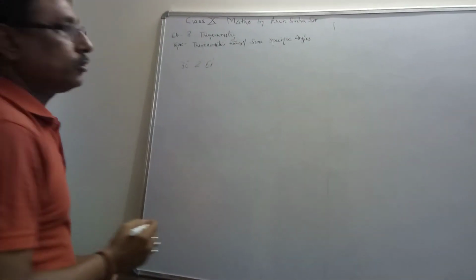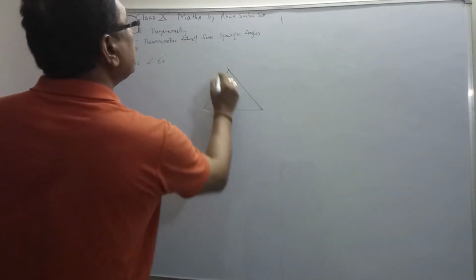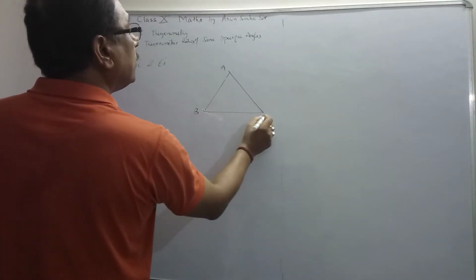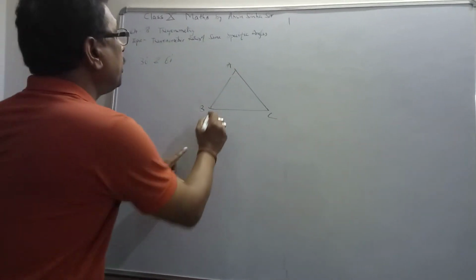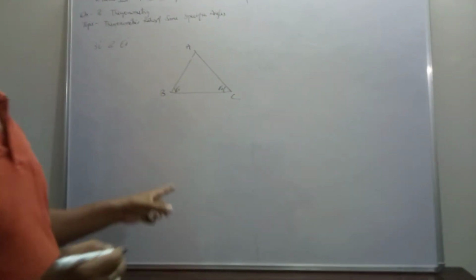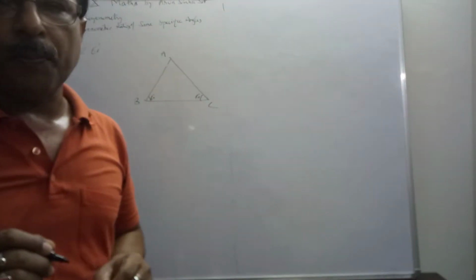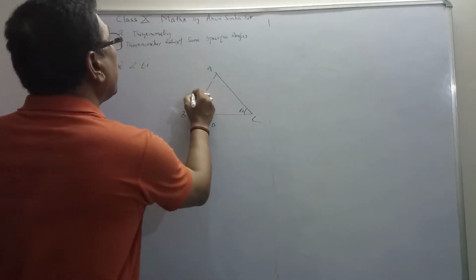Okay, children. So you just take an equilateral triangle ABC. You can see every angle is 60 degree. This is 60 degree, this is 60 degree, and this is 60 degree. Okay, children. You know, from the equilateral triangle property, all sides are equal. Let all these sides be A and A.